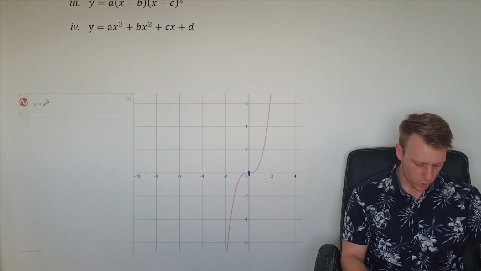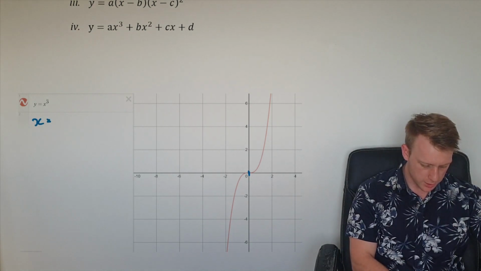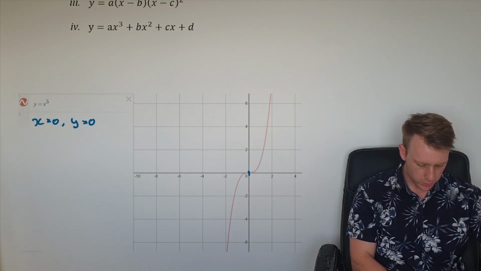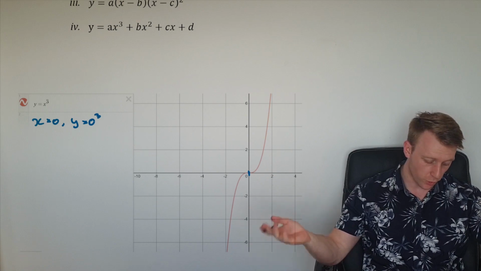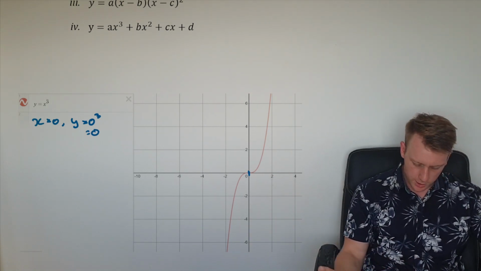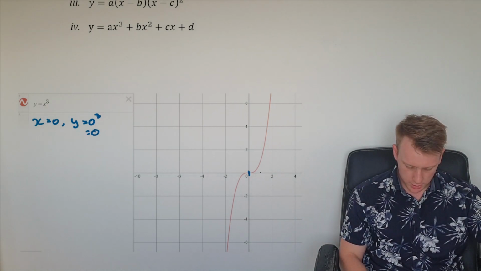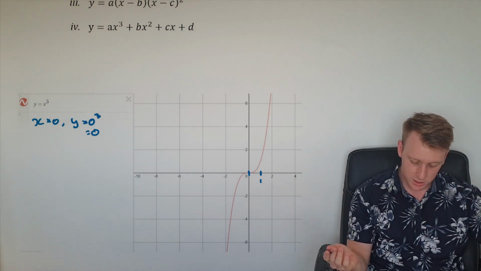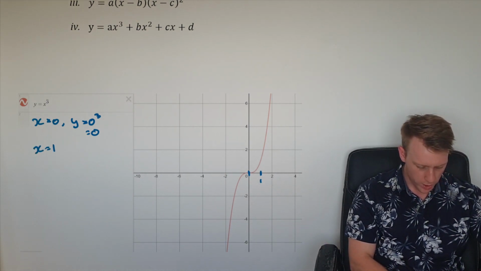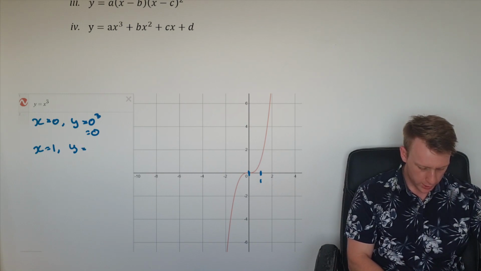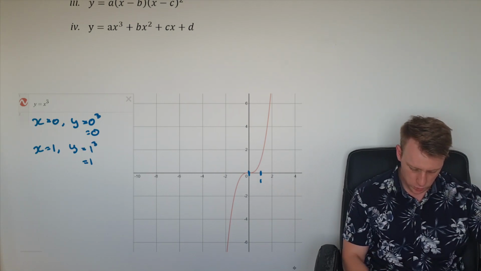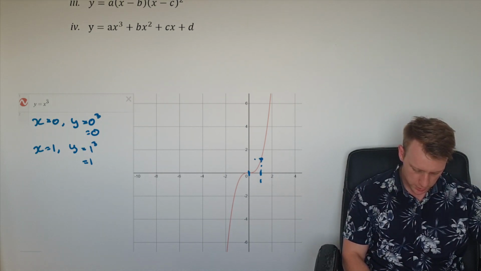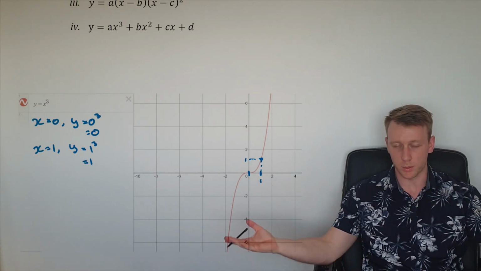When x is 0, y is 0. That's why it sits on the origin. So when x is 0, y is 0 cubed. 0 cubed is 0. We can have a look at it as it shifts to the right as we go along. When x is 1, we can see y is going to be 1 cubed, which is equal to 1. So that corresponds to this point here, x being 1, y being 1.